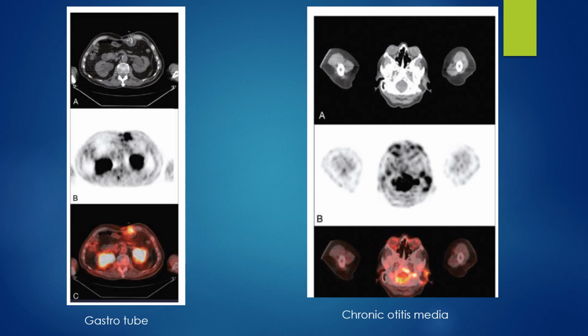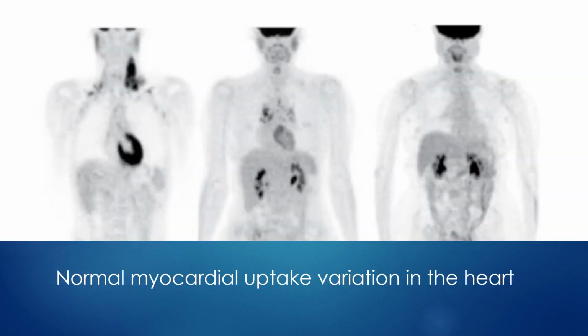Remember, these images are reversed, so right and left are backwards. You're actually looking at the patient from their feet up. And so this is the left ear over here where there's some FDG uptake. This is normal myocardial uptake variation in patients with normal fasting glucose levels. A is intense, B is patchy, and then C is absent activity.